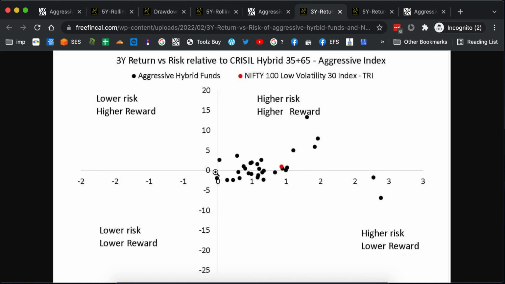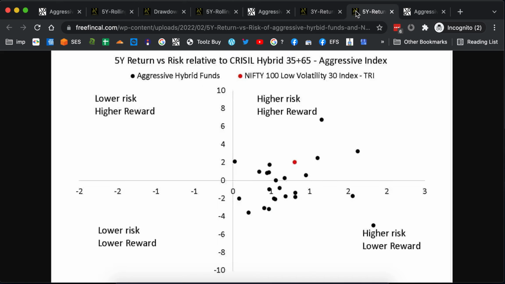So relative to that, you have these 4 zones: lower risk, higher reward; lower risk, lower reward; higher risk, lower reward; and higher risk, higher reward. And you can see there are some dots which are the hybrid funds which have got higher risk but lower reward. Many of them, I should say, have got higher risk and higher reward. And you can see that the red dot is the low volatility index. It has got slightly better reward than the hybrid index over 3 years.